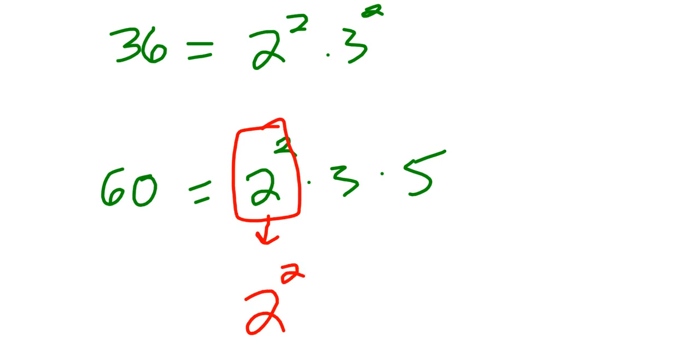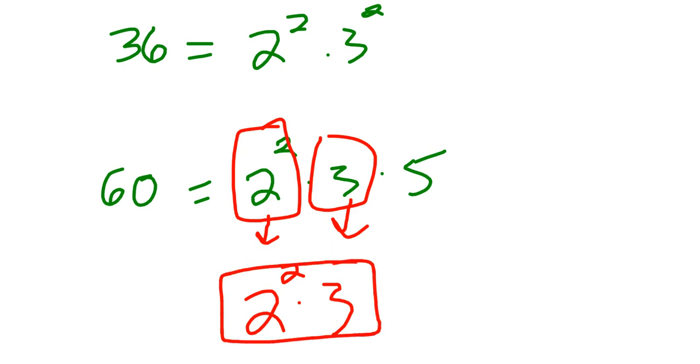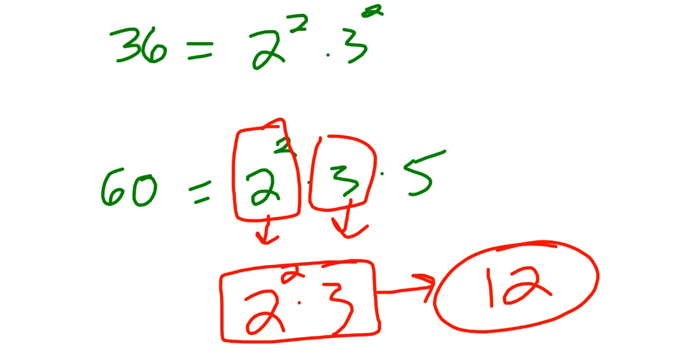We also have some 3's that they have in common. Both of them have 3's, but 60 only has 1 of them. 36 has 2, 60 only has 1, so they can only share the smallest number that they have, and then 36 doesn't have a 5, so we don't have to worry about the 5 for 60. We put all those common primes together, the smallest number of all the primes that are the same, and we get their greatest common factor, which is 12.